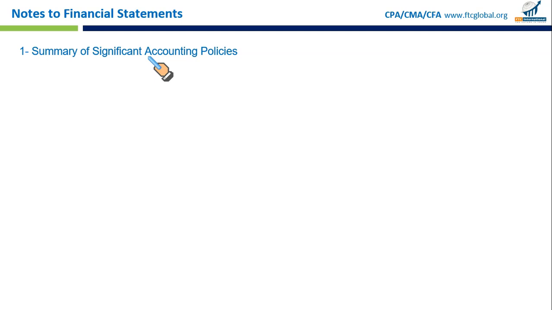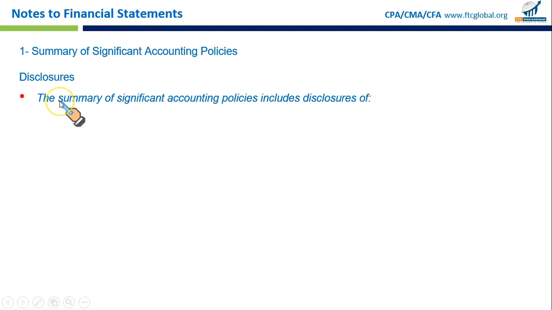There are many users of financial statements: investors, prospective investors, maybe bankers, regulators, stock market analysts, so that these users understand how the financial information was prepared. So let us discuss what kind of information should be included in the summary of significant accounting policy section of financial statements. First, we are going to summarize important accounting policy.